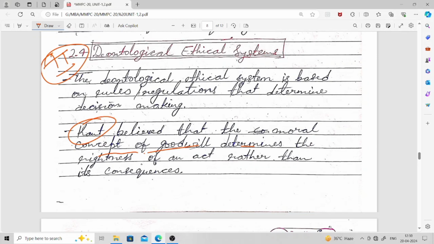But in case of the teleological ethical system, we talked about the consequences. It means consequences decide what is right. But in case of the deontological ethical system, goodwill determines the rightness of an action.